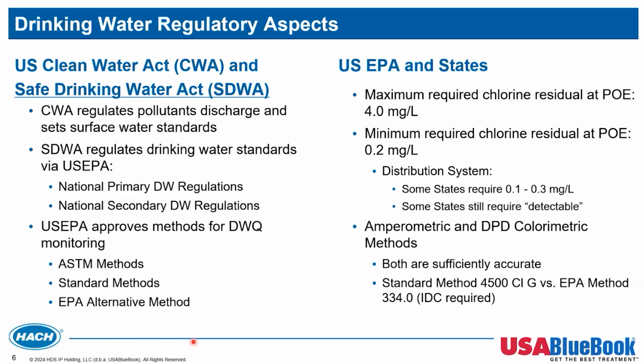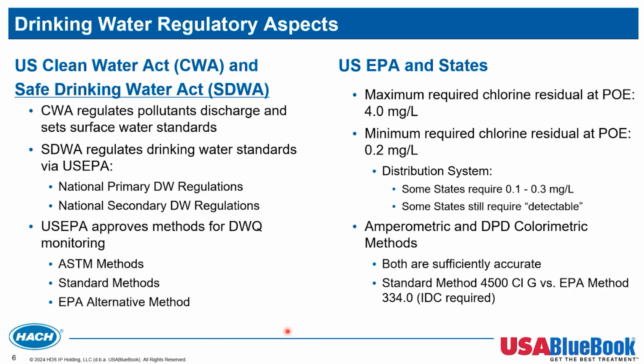So for the United States and North America, there are two major fundamental regulatory acts that encompass all water production. And why is the Clean Water Act important? Because it regulates the pollutants discharge and basically sets the background for drinking water production. And the Safe Drinking Water Act establishes the major standards for drinking water production in the United States and is set by the US EPA, and it's administered by the US EPA.